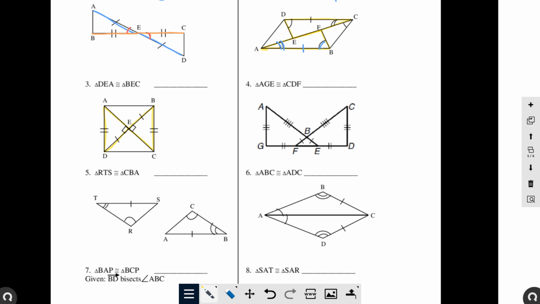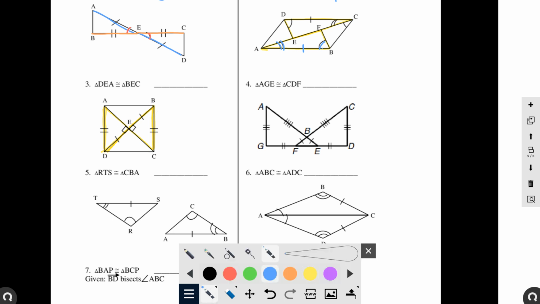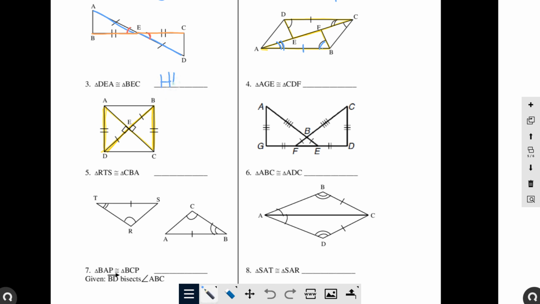They're right triangles. So if they're right triangles, maybe we should check to see if it's HL. Is the hypotenuse equal in both triangles? Yes. So our hypotenuses are these sides here, AD and BC. They're equal. Do we have a leg that's equal? Yes, which would be DE and EB. So these two triangles are equal by HL, hypotenuse leg.